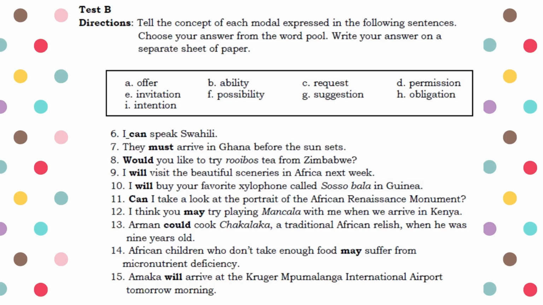Number 11. Can I take a look at the portrait of the African Renaissance monument? Number 12. I think you may try playing Mancala with me when we arrive in Kenya. Number 13. Arman could cook chakalaka, a traditional African relish, when he was 9 years old. Number 14. African children who don't take enough food may suffer from micronutrient deficiency. Number 15. Amaka will arrive at the Kruger Mpumalanga International Airport tomorrow morning.